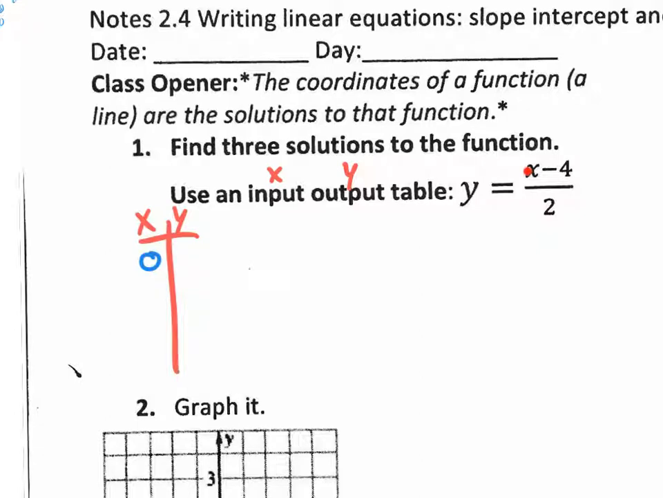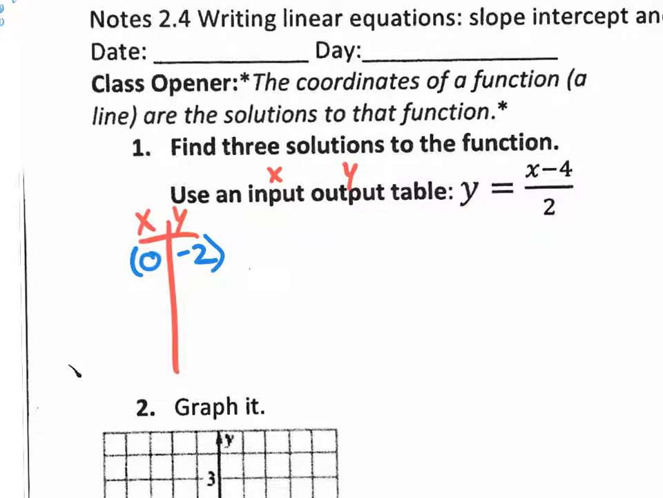I mean, you could show your work. I recommend you show your work, but we're going to do this in our heads right here. 0 take away 4. What's 0 take away 4? And what's negative 4 divided by 2? Negative 2. So when I plug in 0, I get out a negative 2. And that is a coordinate, that is a solution, right? That will be a true statement. What other number could I plug in?